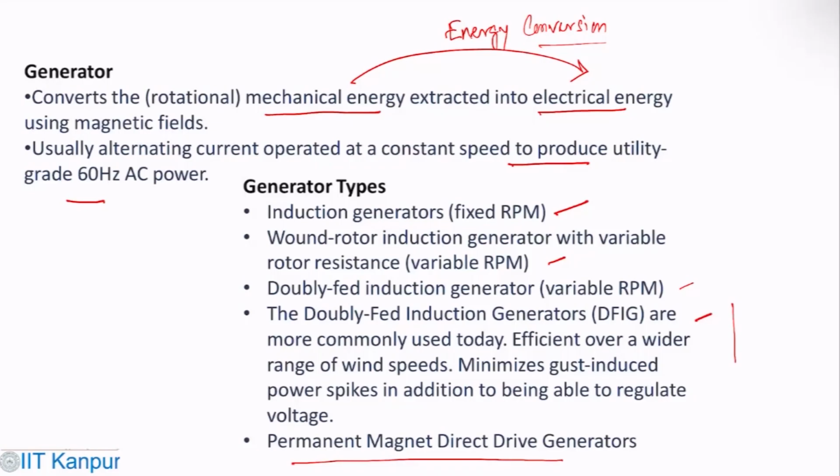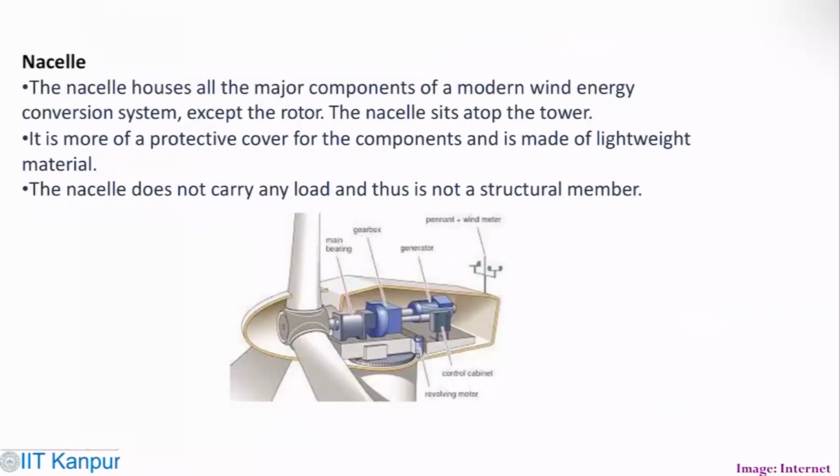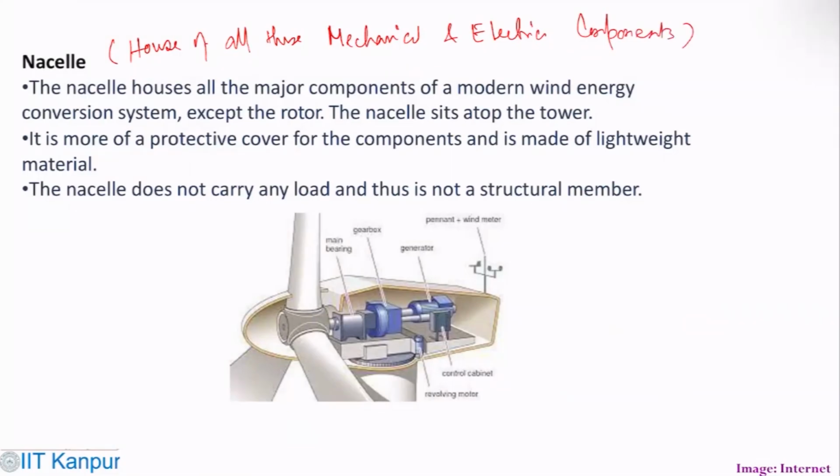Now, the next component is the nacelle, which one can essentially think of as the house of all these mechanical and electrical components. It contains or houses all major components of the wind turbine system except the rotor. The rotor is outside the nacelle because that's a big rotor blade which is rotating.